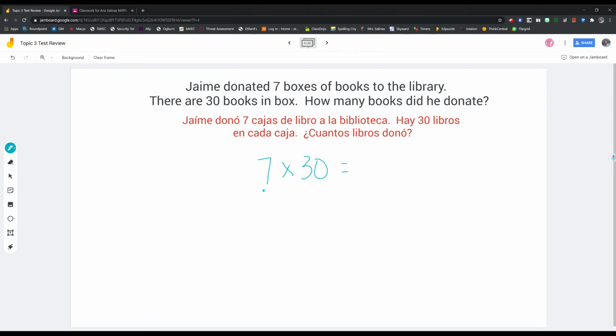We can do basic facts first. So 7 times 3 is 21. Don't forget about the 0. The answer is 210 books.